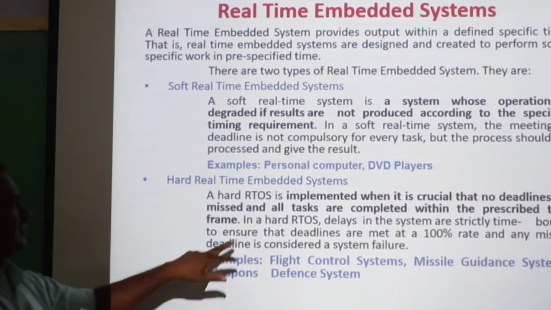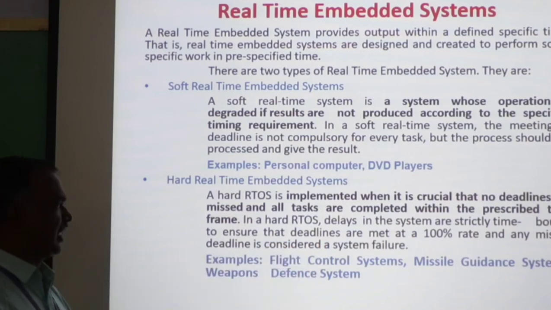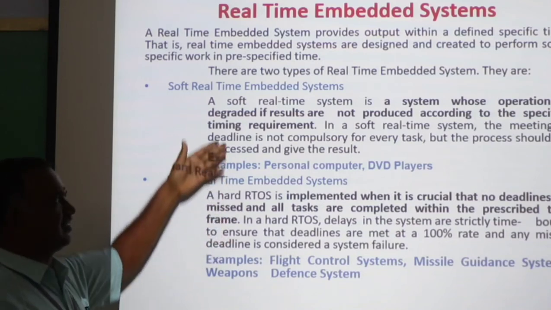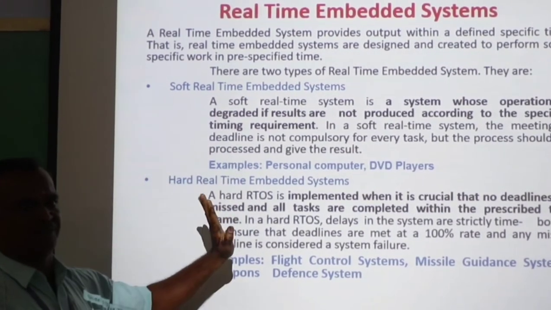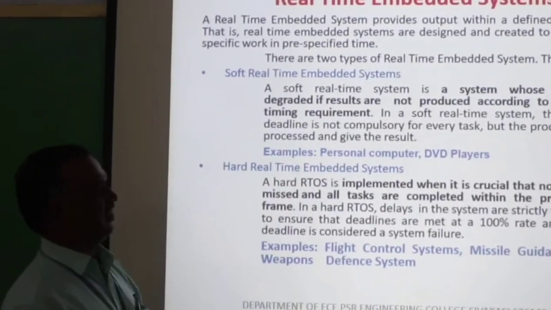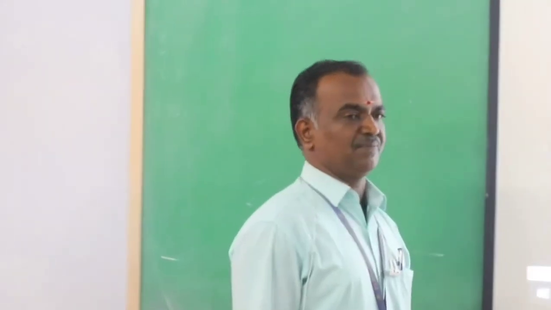In this hard real-time embedded system, the delays are strictly time bound to ensure that all the deadlines are met at a 100% rate, and any missed deadline is considered a system failure. Here you have to meet all the time deadlines, but in a soft real-time system there is no necessity to meet the deadline; it may still process the data and give the results. So these are the basic differences between soft real-time and hard real-time embedded systems.